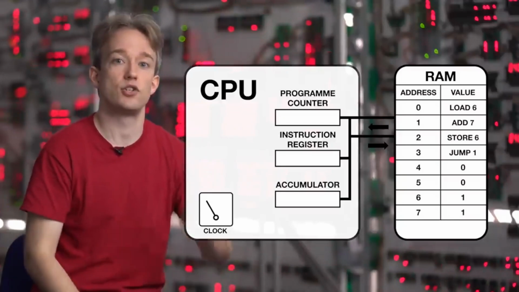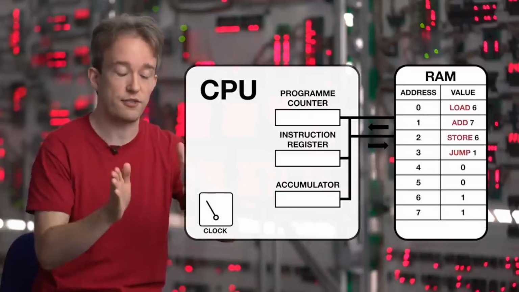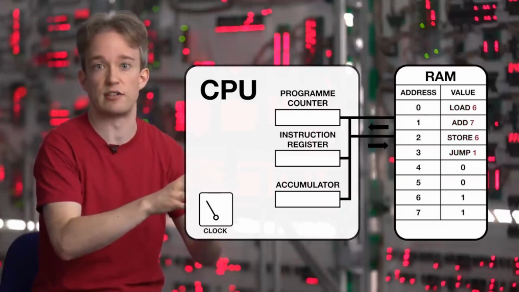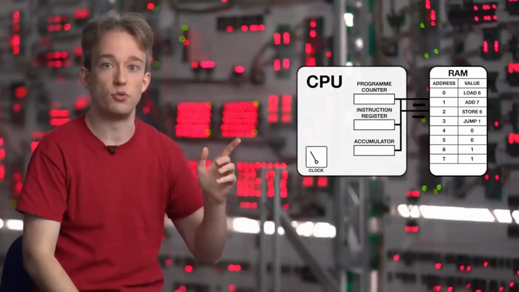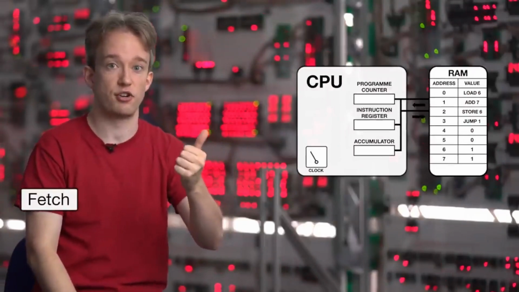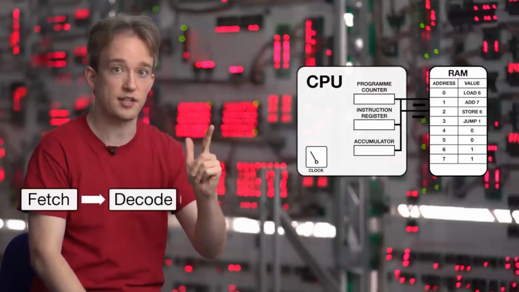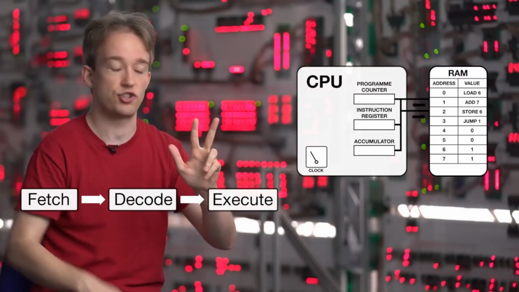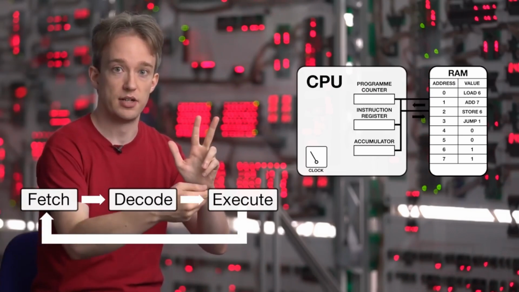An instruction has 2 parts. The first part is the instruction itself, and the second part is usually a memory address. On each clock tick, the CPU will do one of 3 things. It will fetch an instruction from a memory address. It will decode that instruction, and it will execute that instruction, round and round in a loop. So it's going to count up.